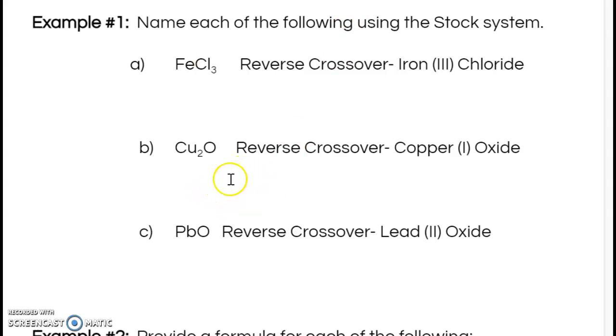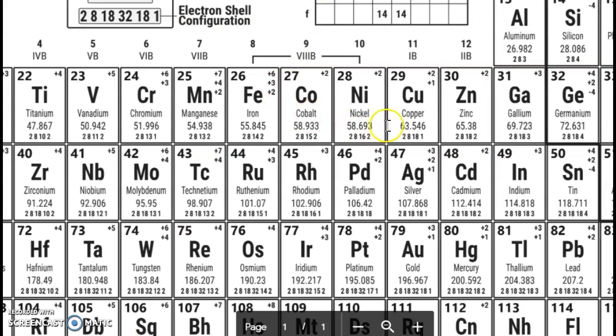Okay, next one we have copper oxide. Okay, but we don't know what the actual charge on copper is. So we do a reverse crossover, so the 2 comes up to here, the 1 comes up to here, and then I'm left with copper 1 oxide. Okay, remember IDE for the non-metal. Now let's go to our periodic table to see if copper does have a +1 charge. And yes, copper does have a +1 charge.